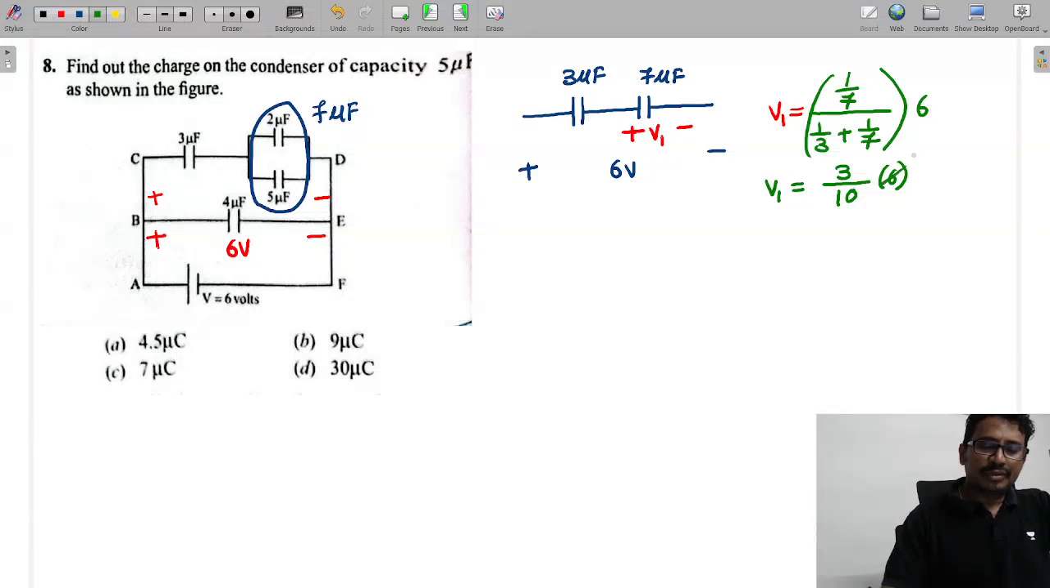How much is this value? 2.3 is 2.5. So it becomes the V1 value. How much is it? 9 by 5. This is the 9 by 5 volts we got.